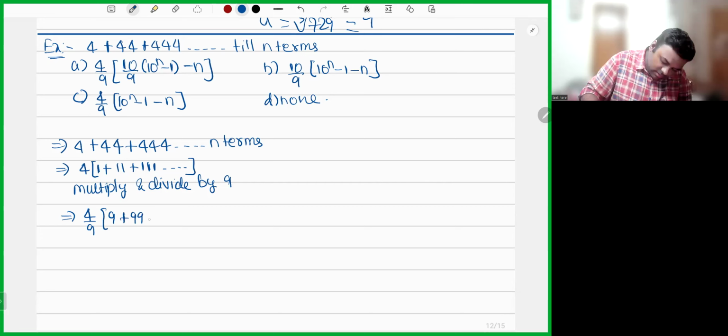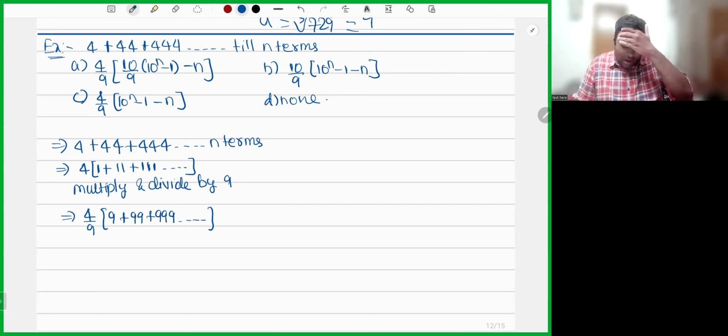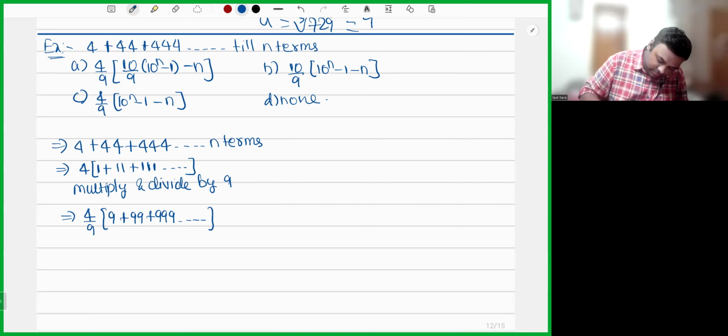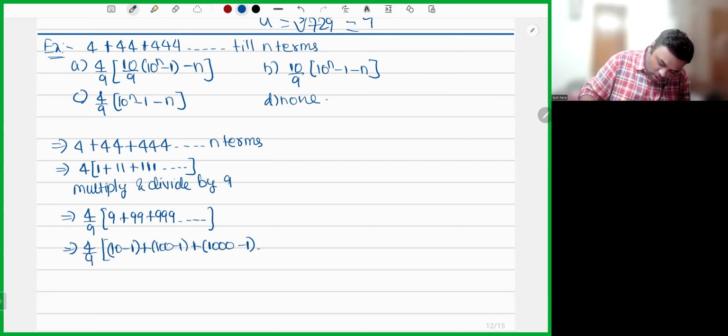9 plus 99 plus 999. So now 9, how can I write? I'll write it as 10 minus 1. 99 is 100 minus 1. 999 is 1000 minus 1. So 4 by 9 into (10 minus 1) plus (100 minus 1) plus (1000 minus 1), and so on.